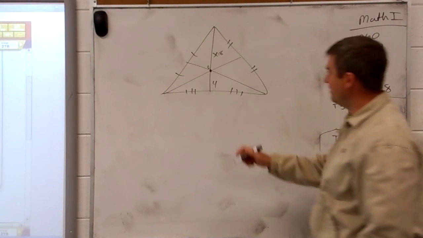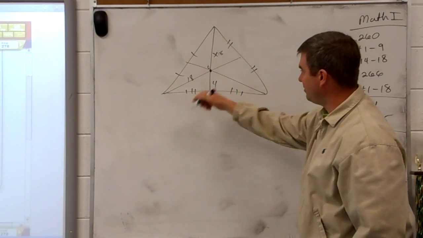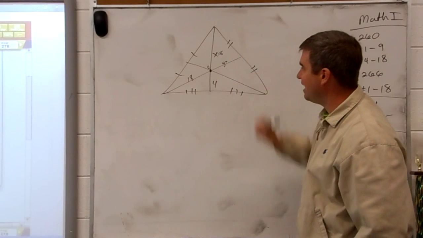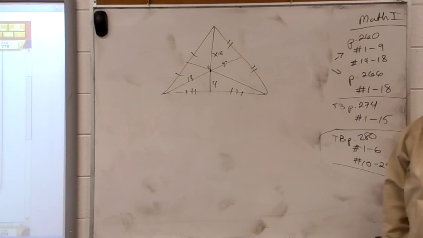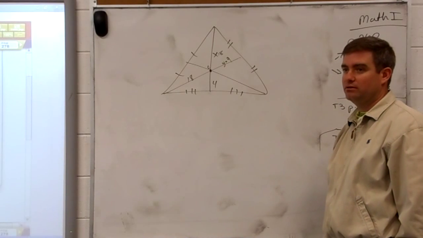What if they give you the longer one? What if they tell you that that part's 18 and they say find Y? What would you have to do there? Divide by 2. Half. Can you handle that? 1/3, 2/3 is very straightforward.